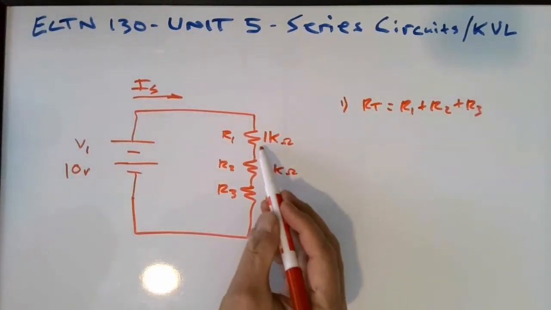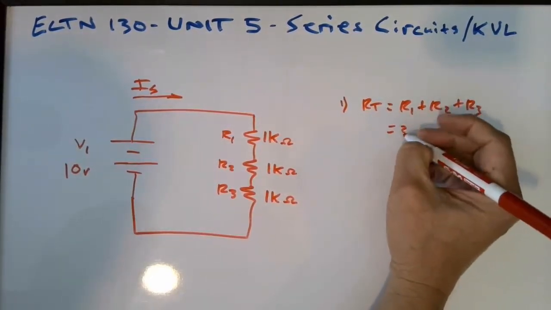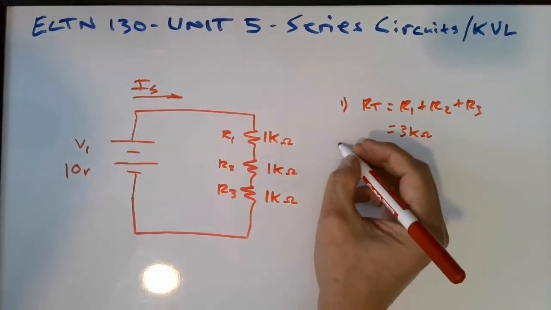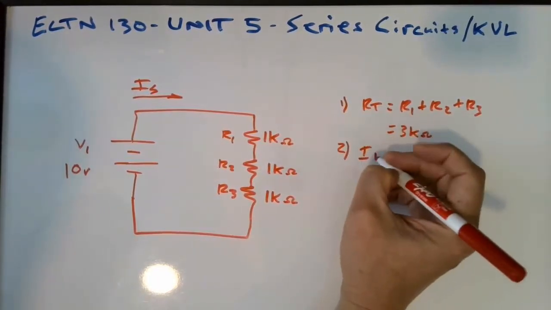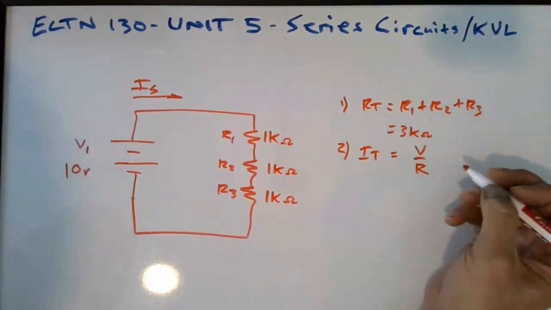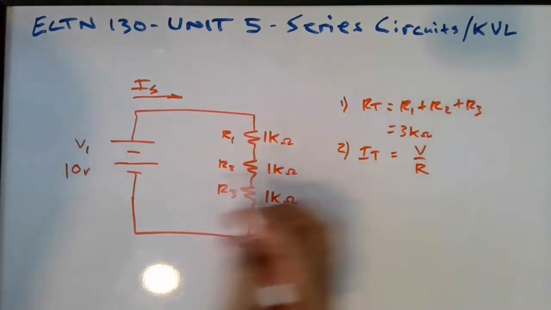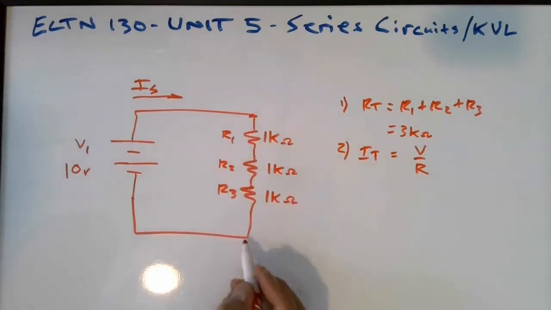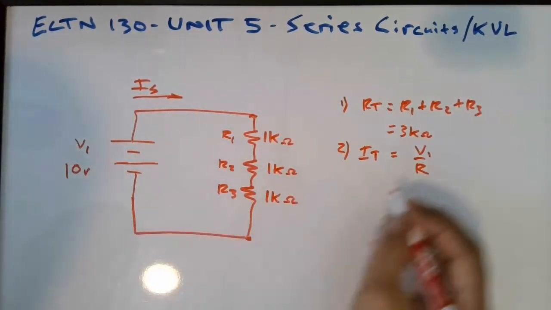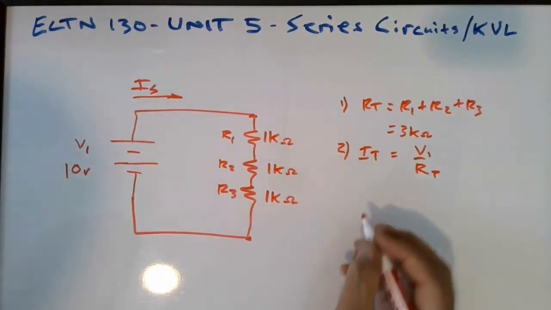It's easy to see that if we add these three values, it ends up being 3,000 ohms, so that's 3 k ohms. Now to find the current, the second step is to find I sub t, and that's going to equal V over R. But we have to be careful about which resistor we're looking at. Since the voltage is across all three resistors, we're really saying it's V1, the source voltage, divided by RT, the total resistance. We can't just divide it by one of these individual resistors.